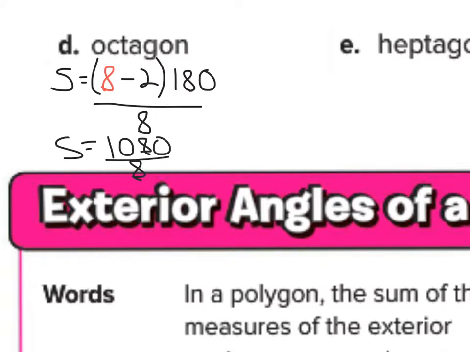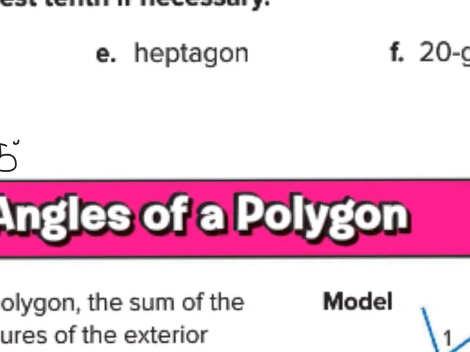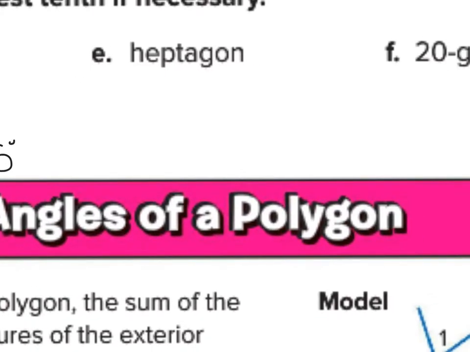And we get the sum of all angles is 135. Or not the sum of all angles, but one angle is 135 inside of a regular octagon. Okay, heptagon, 7 sides, same thing. We follow the same procedure, and 7 minus 2 is 5, and 5 times 180 is 900.